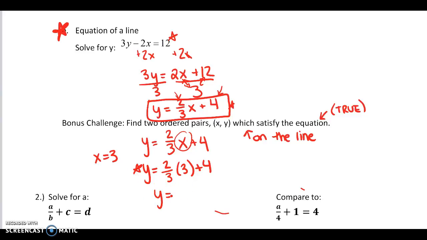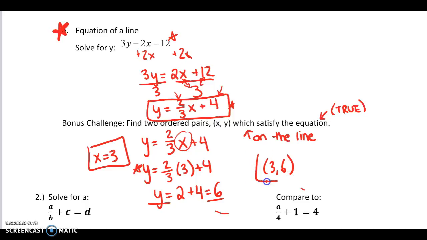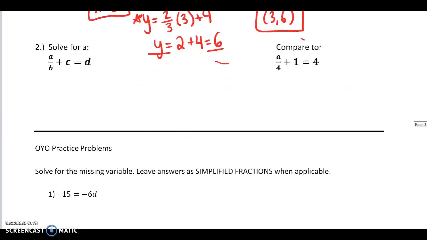So what's 2/3 times 3? That gives us 2. So y equals 2 plus 4, which is 6. Which means when x is 3, our y value has to be 6. So one coordinate would be (3, 6). See if you can find a couple more on your own. And ask questions if you have them.